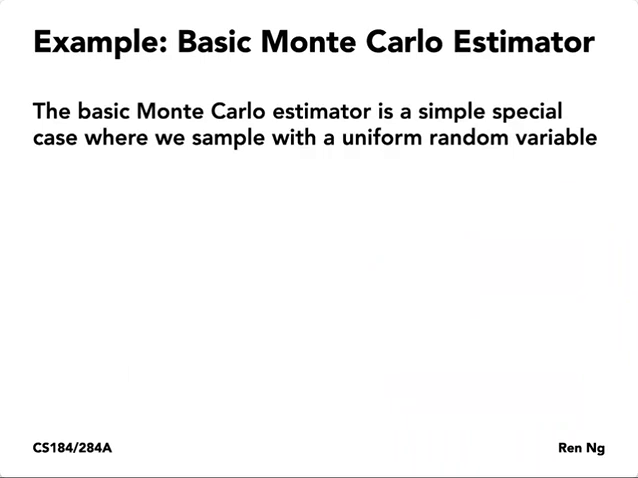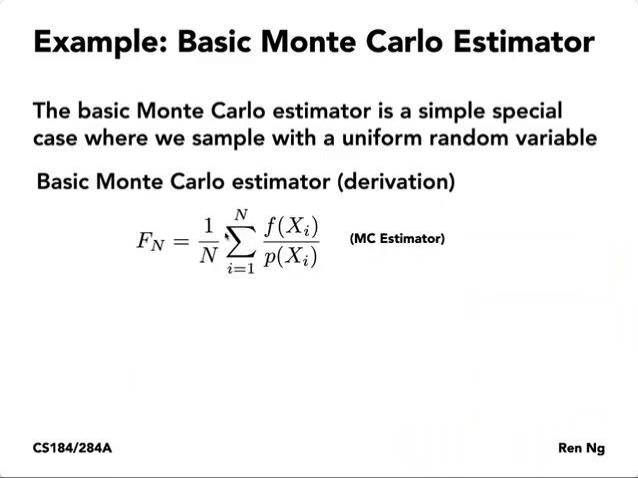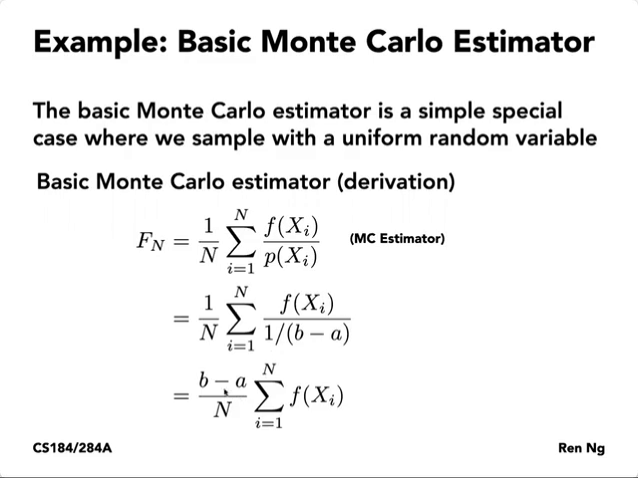Okay. Now let's go to the next step. So the basic Monte Carlo estimator, again, is just the special case where we use a uniform random variable. This was the Monte Carlo estimator that I wrote down before. And we can just plug in P of X sub I is equal to what? We just derived it in the previous slide. It's 1 over B minus A, where A and B are the endpoints of the integration domain. And we can rearrange terms a little bit and clean this up. We're going to get the basic Monte Carlo estimator F sub n is equal to B minus A over capital N times the sum from I equals 1 up to N of F of X sub I.